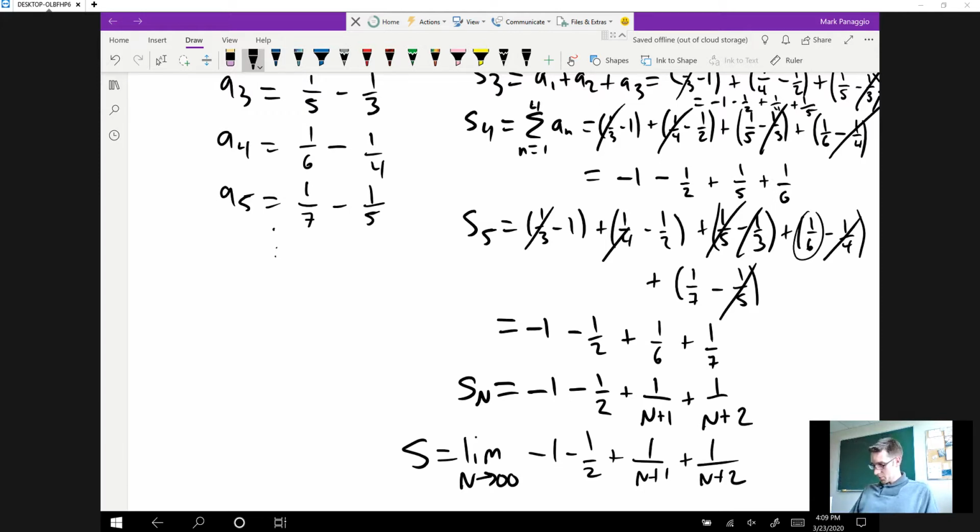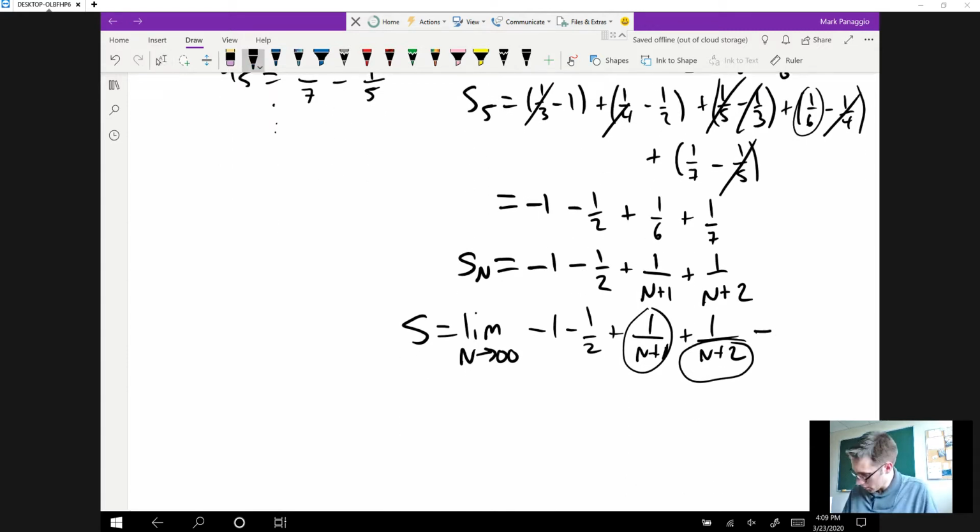And at this point, notice that term, its denominator is getting bigger, and the numerator is staying the same, and the same thing would be true for the next one. So those are both going to approach 0, and we'll be left with -1 minus 1/2.